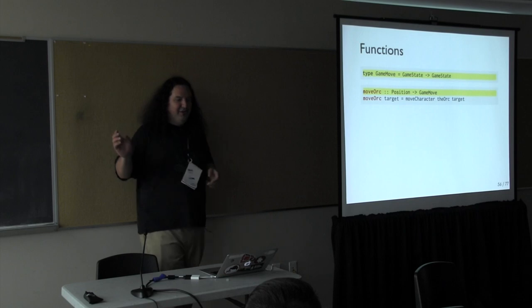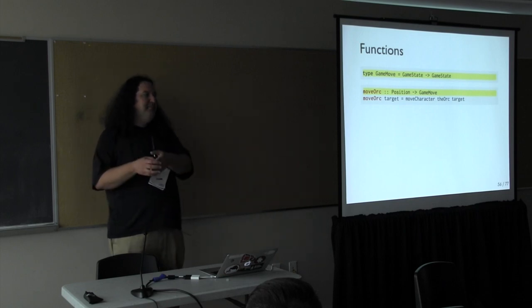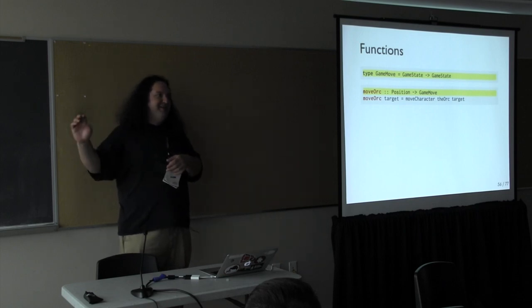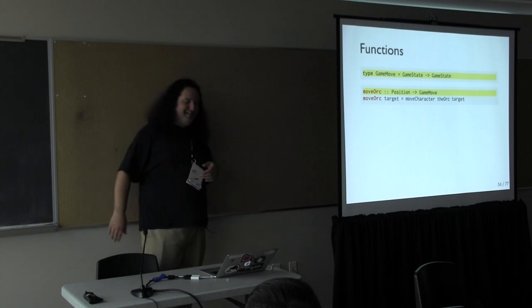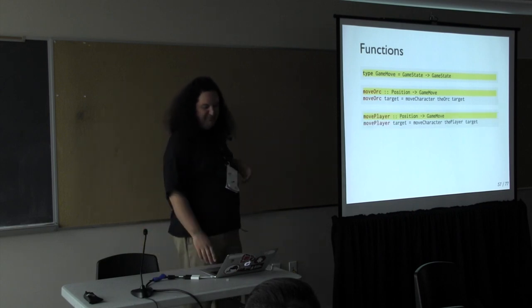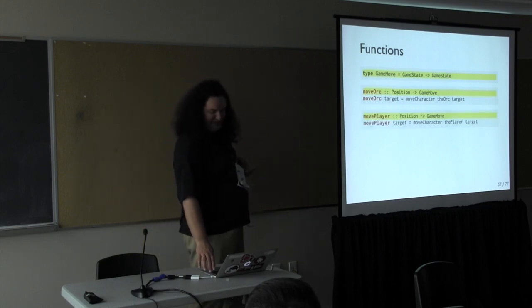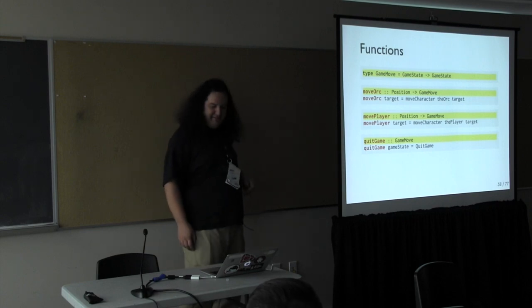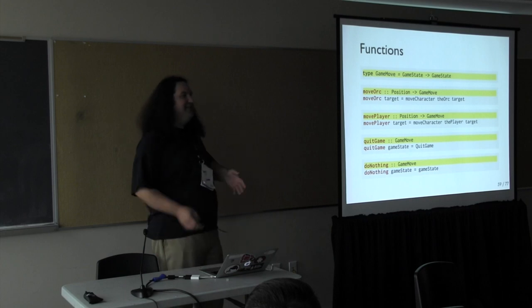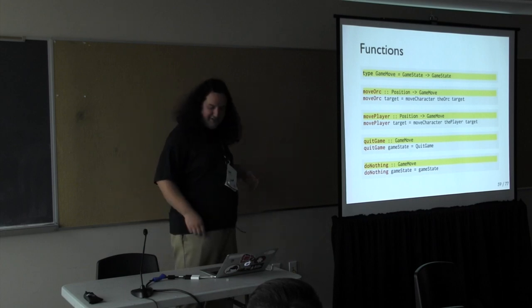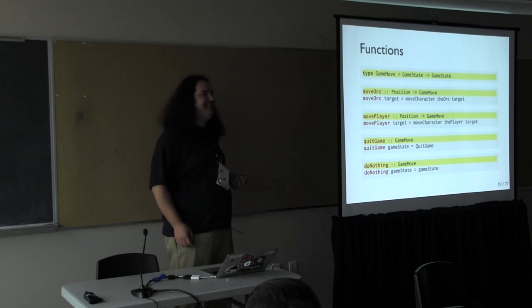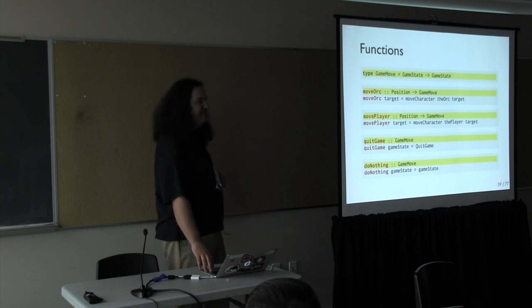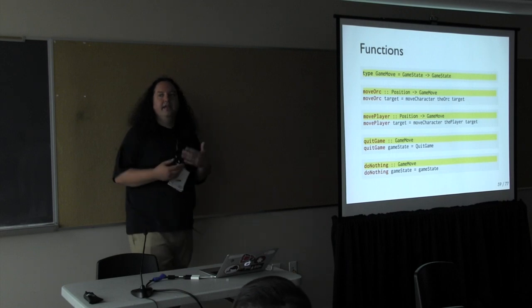So for example, moving an orc to a position gives you a game move from the state where the orc is in one place to the state where the orc is in the other place. There's a move player function that works the same way. There's also quit game, which just goes from anything to the game is over. And do nothing, which goes from anything to itself, which is what happens if I hit any key that isn't a known command.